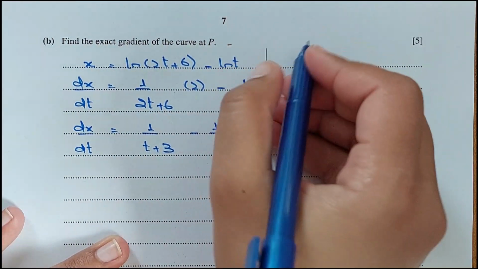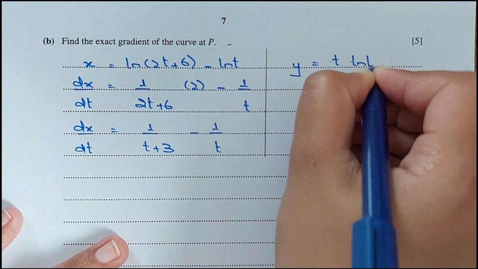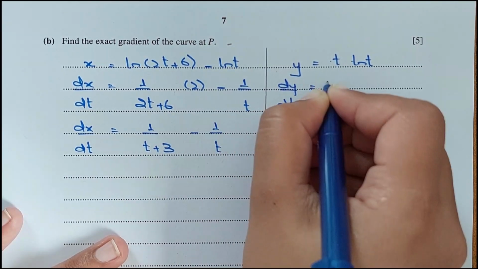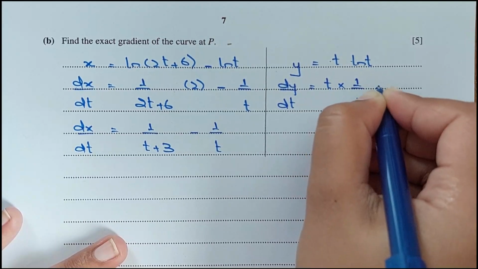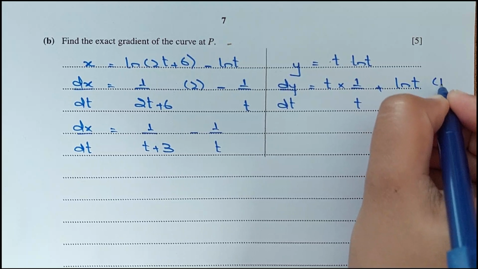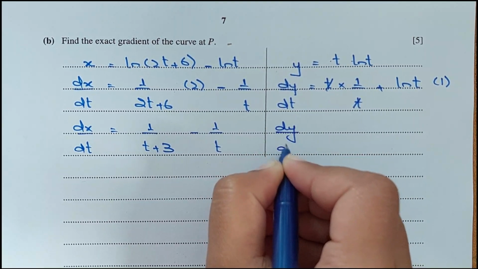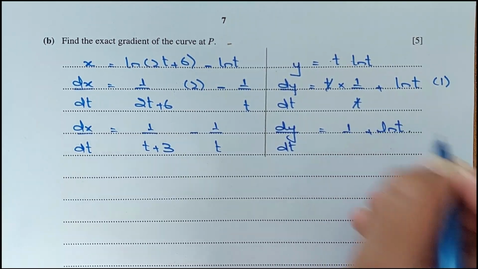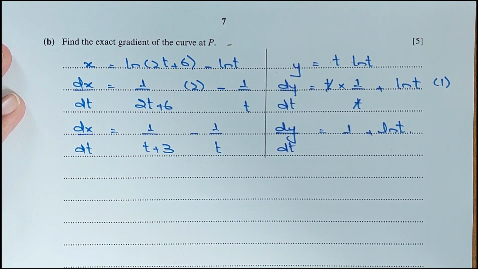So we have a function y which is t ln t. So dy over dt is a product rule. The first term is as it is, derivative of second term is 1 over t, plus the second term as it is, derivative of first term is just 1. t is cancelled with t, so dy over dt is 1 plus natural log of t, right? Okay, now applying the chain rule, we will get the derivative.